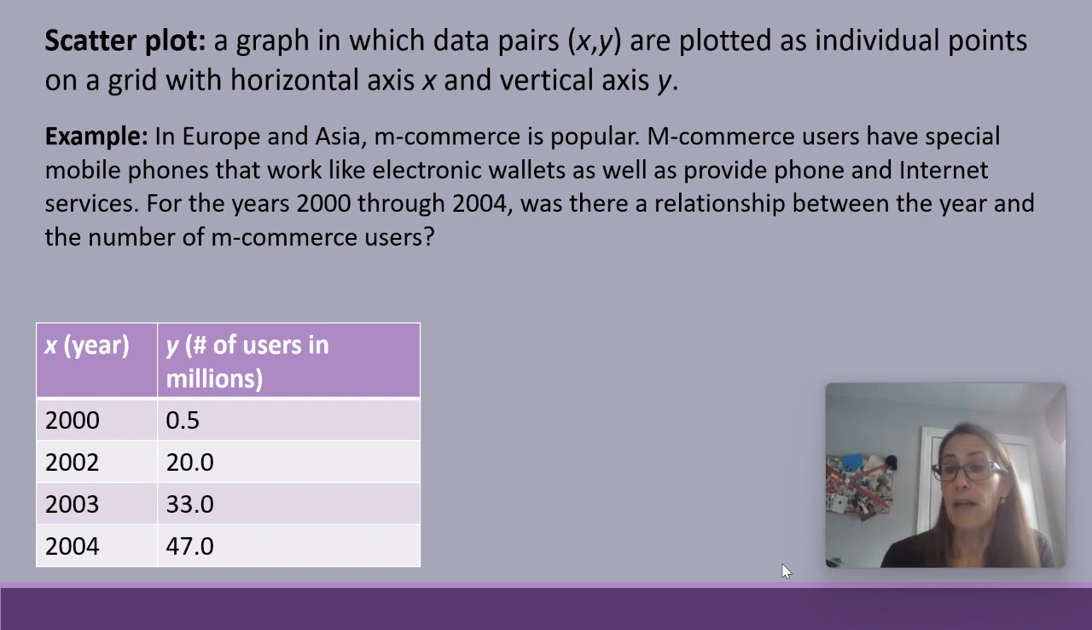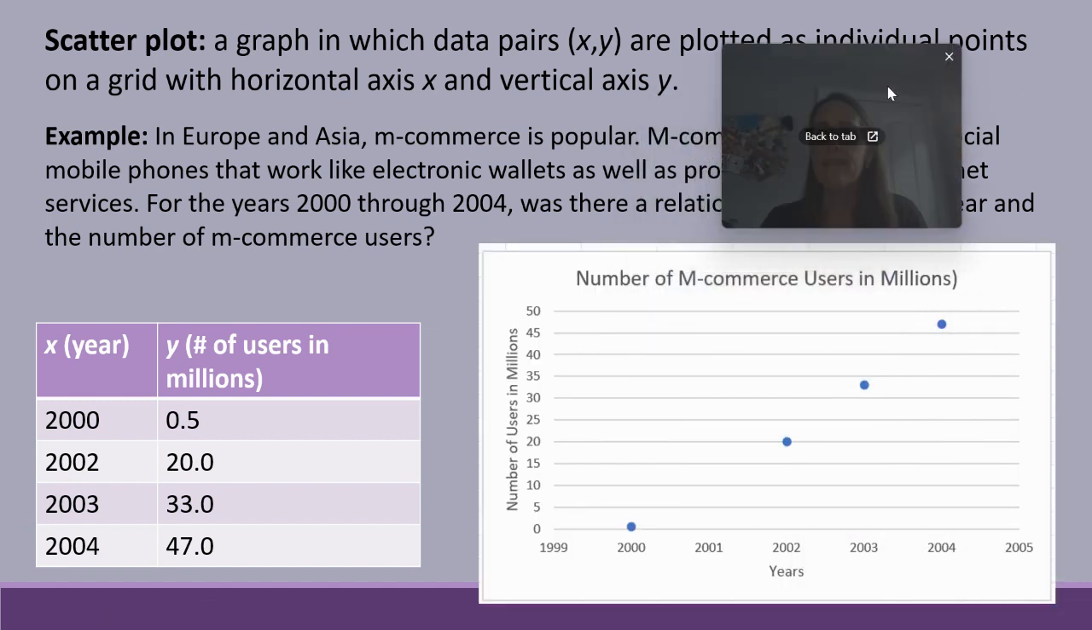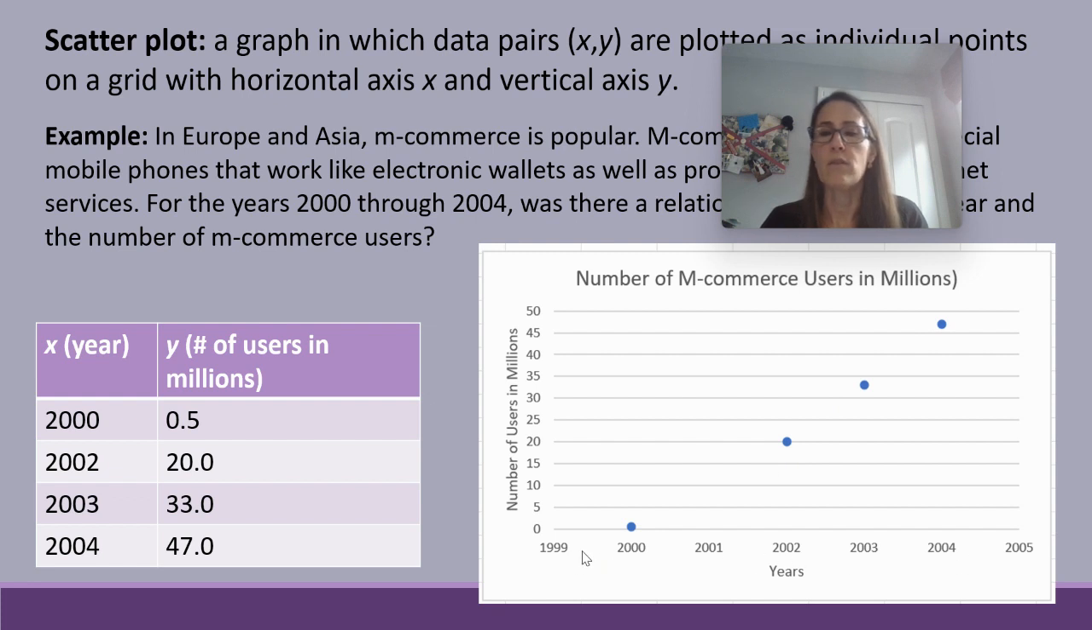One of our columns is X, our independent variable, which represents the year, and Y, which represents the number of users in millions. We're putting our units in there so that we know that it's not just half a person, it's 500,000 people. And here is an example of what that scatter plot would look like. Along the horizontal axis, we have our years. Along the vertical one, we have the number of users in millions. Each little blue dot on our scatter plot represents one of our data points: 2000, 0.5; 2002, 20; 2003, 33; and 2004, 47.